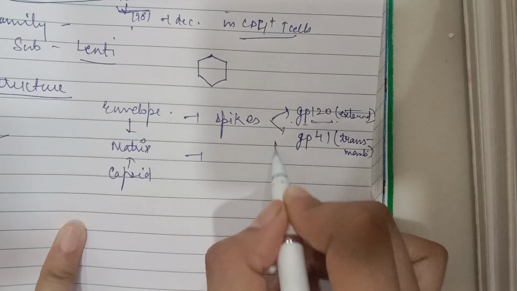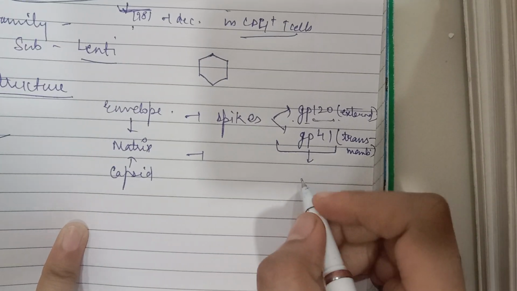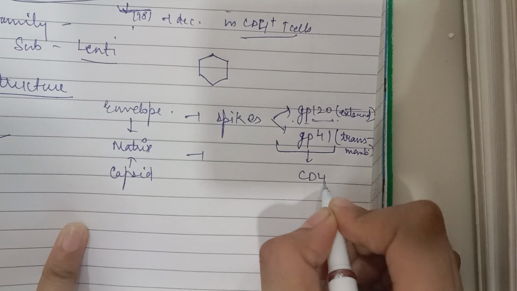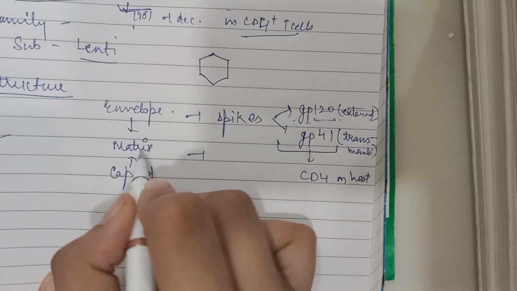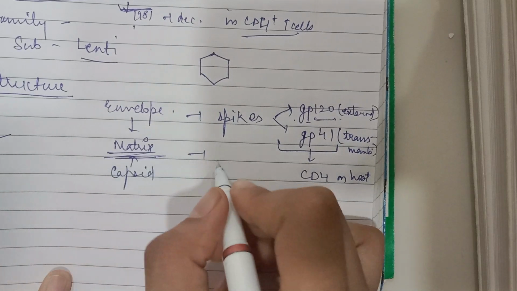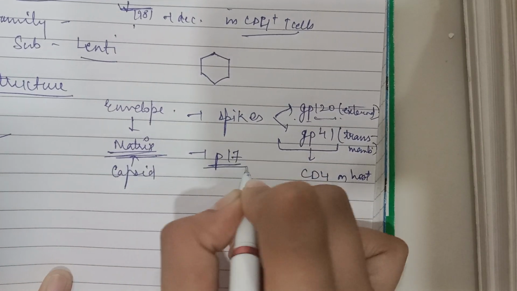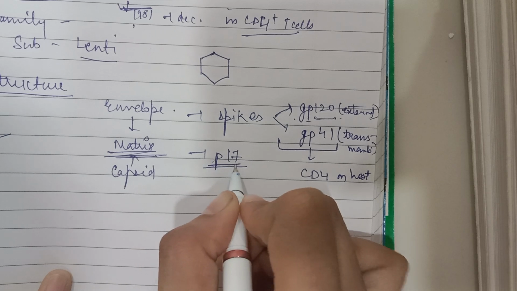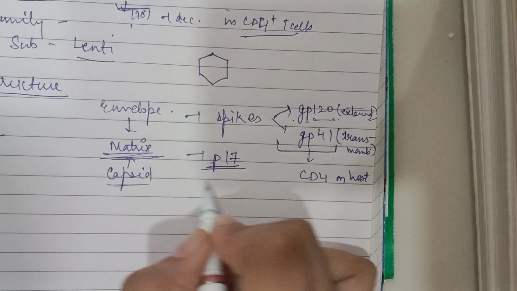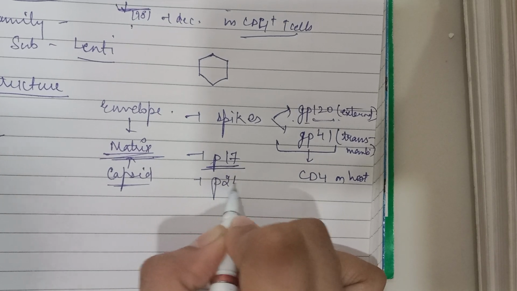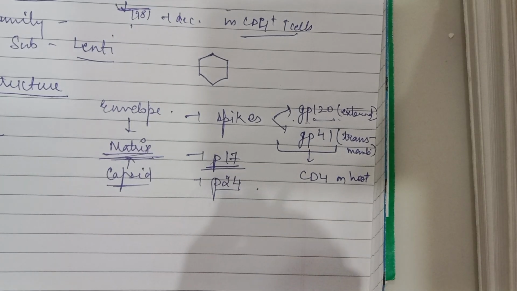This combined acts as the viral receptor for the CD4 marker on the host. Now, this matrix part consists of P17 protein with a molecular mass of 17 kilodaltons. Nucleocapsid is made up of 2000 copies of P24. Now, looking at the genome of HIV.